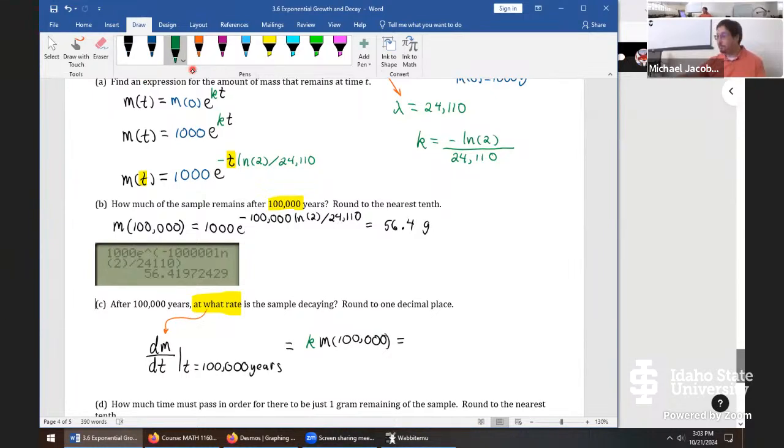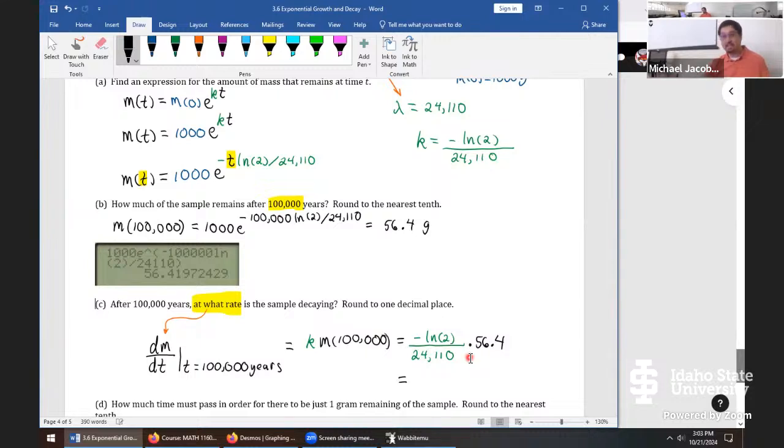So now plugging in the value for k right here, we're throwing in that quantity, negative natural log 2 over 24,110. Then when we multiply by the mass at 100,000 years, we're just multiplying by this figure here, 56.4. When we do this as an actual problem in WebAssign, you might want to give a little bit more accuracy on this right here, just for the sake of being sure we have the right value.